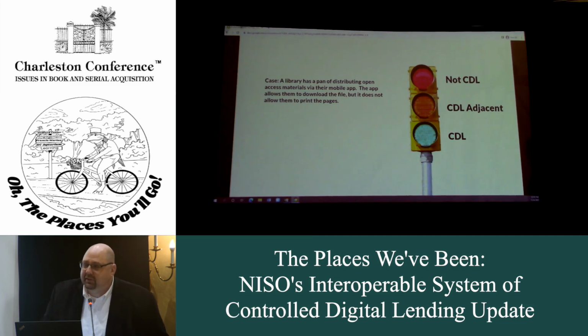I'm curious, why would you say it's not CDL, Stacy? Because of the nature of the material, because it's open access, it seems to me it's not CDL. Right, they don't need to use the app, but the point here was they decided to actually use the same app that distributed the controlled material. And one of the things that's going to be really important about CDL systems is that they can handle both material that doesn't have those restrictions and material that does.